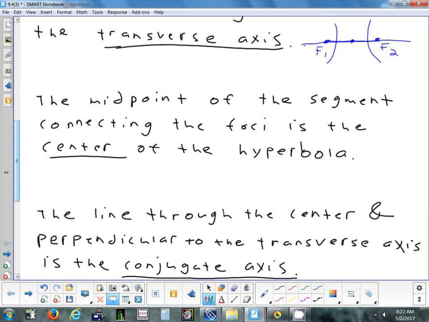Okay, the other axis, yesterday we called it the minor axis. And it has the exact same definition as a minor axis, except in a hyperbola we give it a different name. The conjugate axis is when you take a line through the center, perpendicular to the major axis. So that line I just drew in green, that would be the conjugate axis.